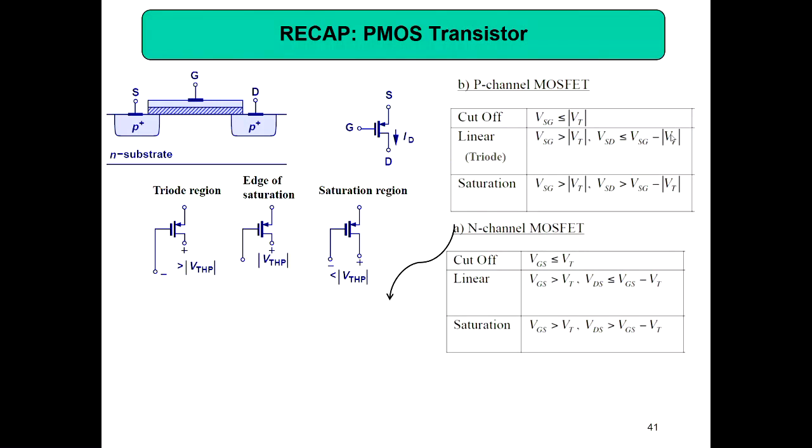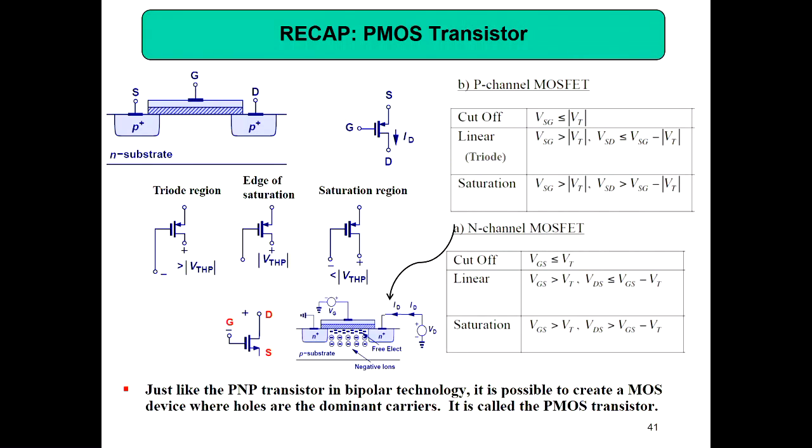Because for PMOS the threshold voltage is negative. For NMOS, it is positive. When you connect a positive charge to the gate, you get a channel made of electrons. Here, you get a channel made of holes, because you are connecting a negative charge here for PMOS. Just like a PNP transistor in bipolar technology, it is possible to create a MOS device where holes are the dominant carriers. That is a PMOS, which we already discussed. It is called a PMOS transistor.